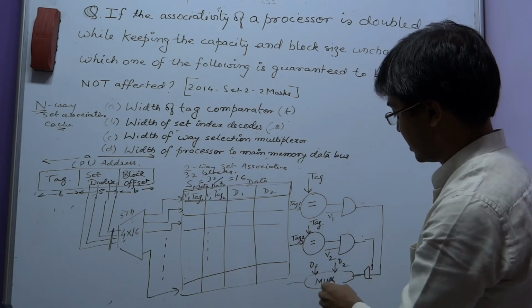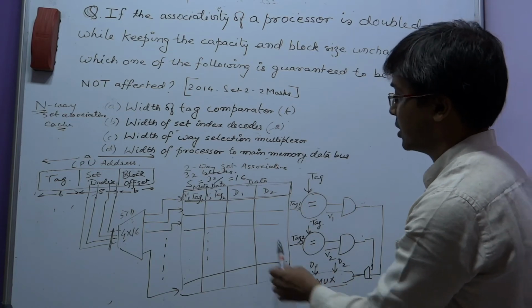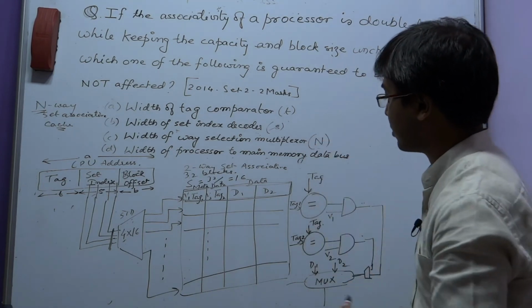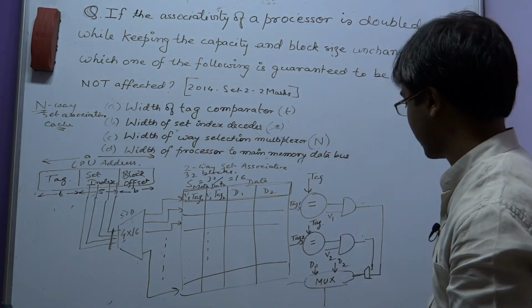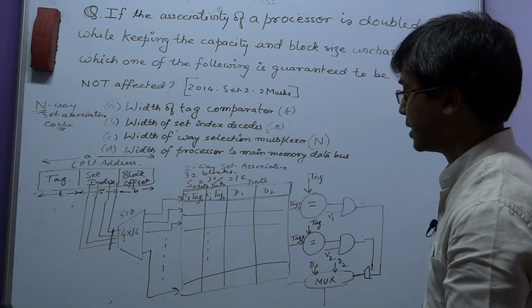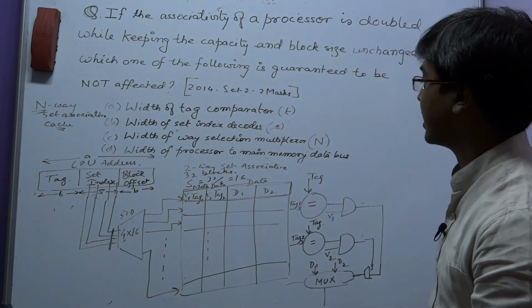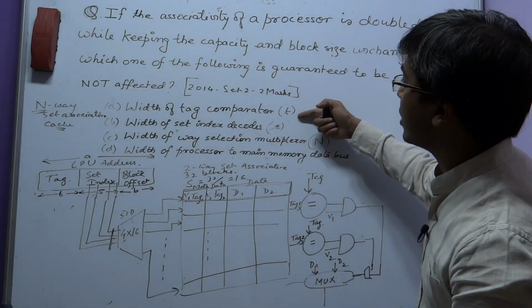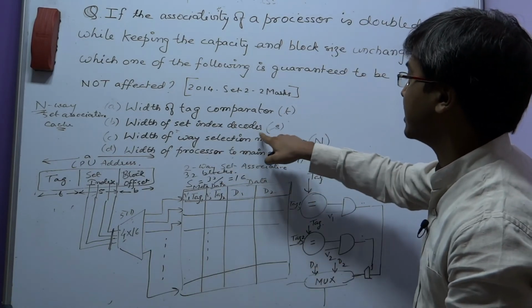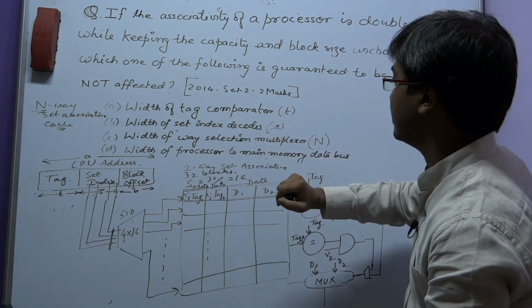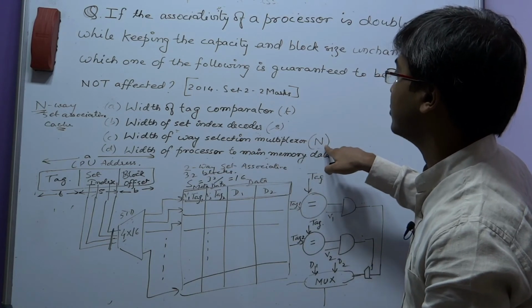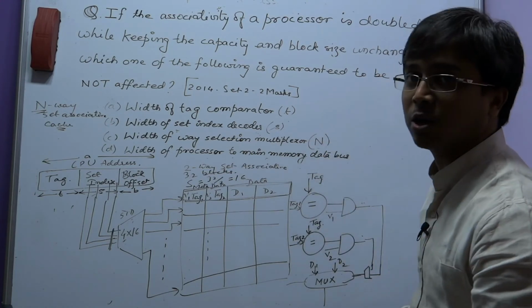So the width of the mux is the same as the number of blocks in the set, that is n. So we are done with this. This is how the data is picked from an n-way set associative cache, and we have determined that the width of the tag comparator is the same as that of the tag field, the width of the set index decoder is the same as that of the set index field, and the width of the way selection multiplexer is the same as the associativity of the cache.